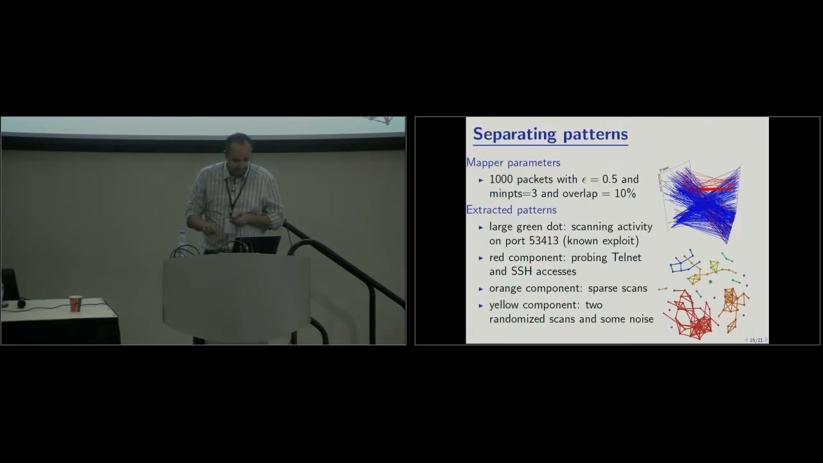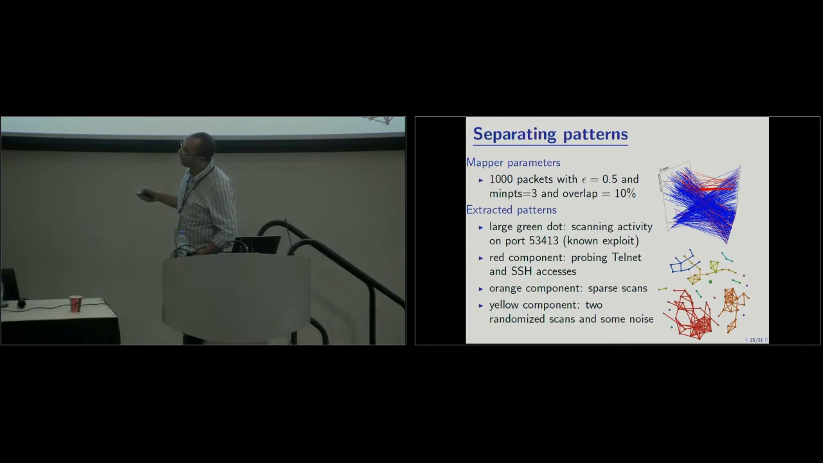So then we applied this on noisy traffic, which is a mix of multiple scanning activities, multiple DDoS activities or others. We set some parameters, 1,000 packets, with this epsilon and the min points for the DBSCAN algorithm. The overlap was 10%, and we were able to extract some patterns from this noisy traffic using this graph, which is the output of Mapper.